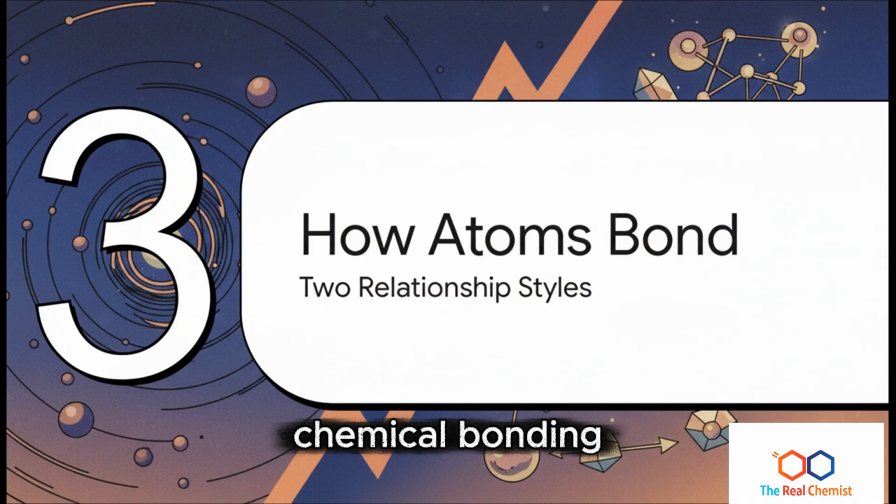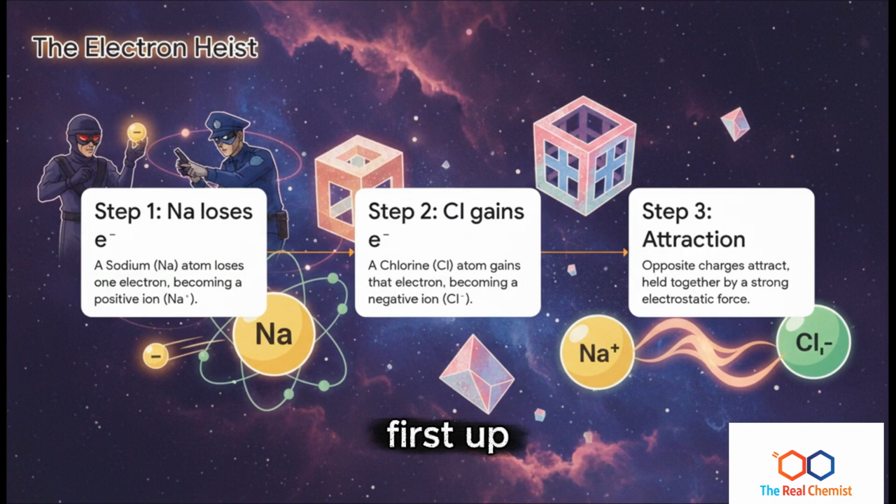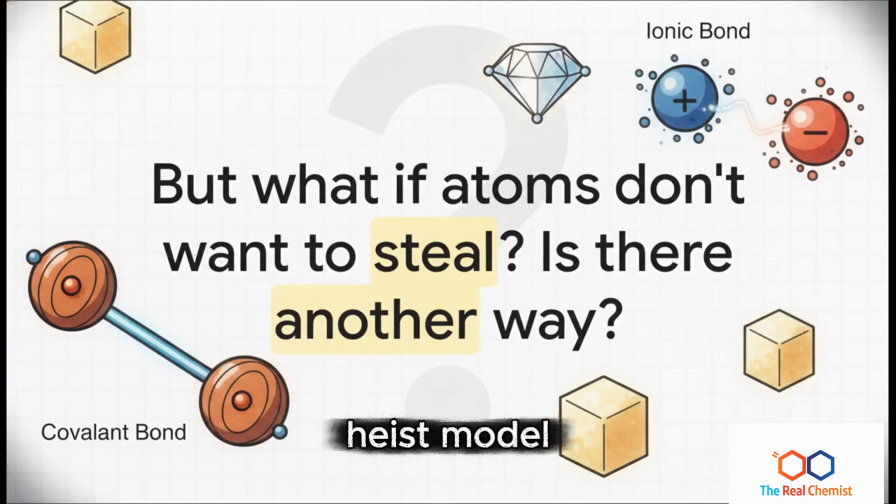They do this through chemical bonding, and you can really just think of it as atoms having two main relationship styles. First up, we have ionic bonding. I like to call this one the great electron heist. A perfect example is table salt, sodium chloride. The sodium atom is just dying to get rid of its one outer electron, so it loses it and becomes a positive ion. Meanwhile, the chlorine atom greedily snatches up that electron to complete its own outer shell, becoming a negative ion. And what do we know about opposites? They attract. That positive and negative charge pull on each other with this incredibly strong electrostatic force, and that's what holds them together.